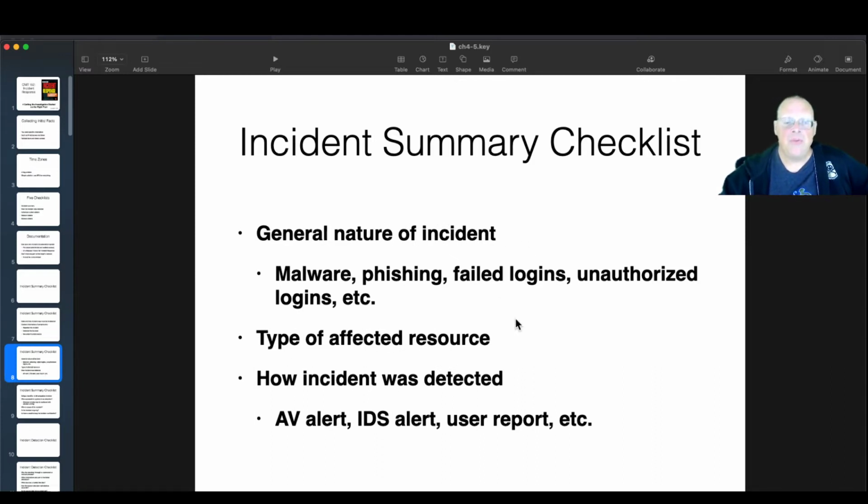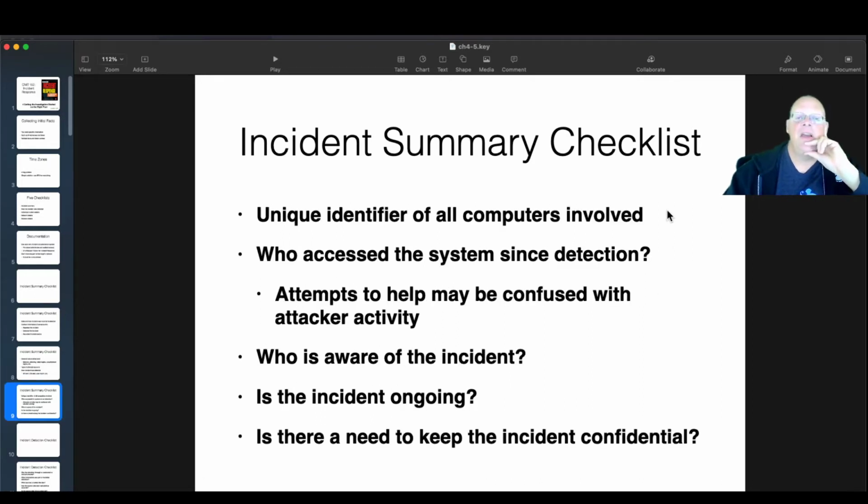You get the general nature of the incident, like what happened and how it was detected. It might be an AV alert or something. You get some general information about the incident. And then you get unique identifiers of all the computers, who's been using it, who's aware of it, is it ongoing, do we need to keep it confidential? These are important things to get hold of early.